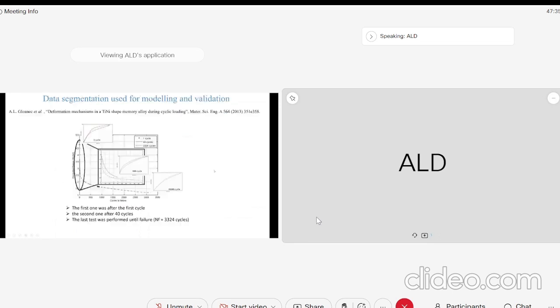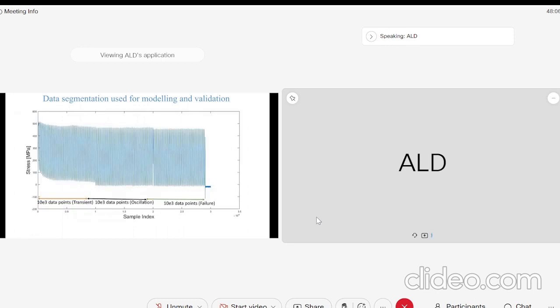Based on the paper by Lawrence et al. on deformation mechanisms, they are also doing this. They present the result in 3 cycle parts. That is the first part. Then the second part is 40 cycles, and then they perform until failure. The last part is the failure part. Based on this method, we are conducting our experiment modeling in the same manner.